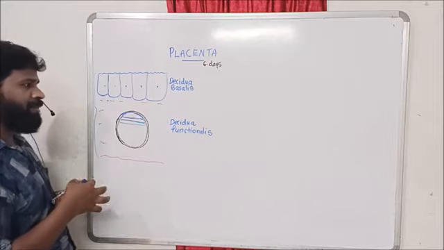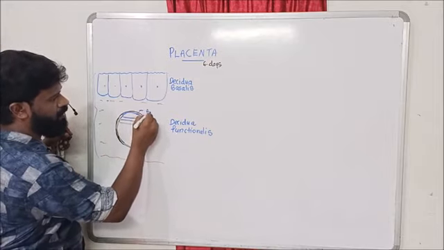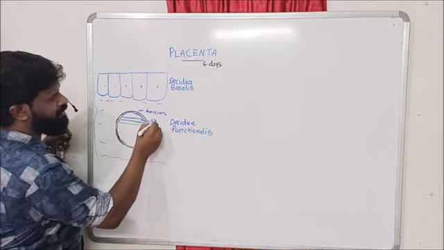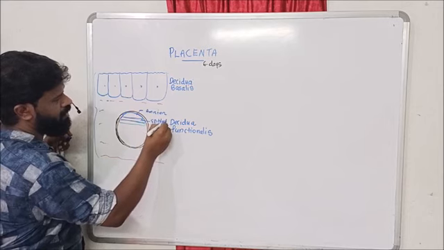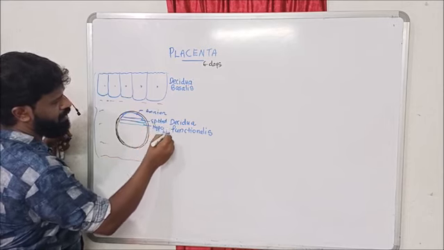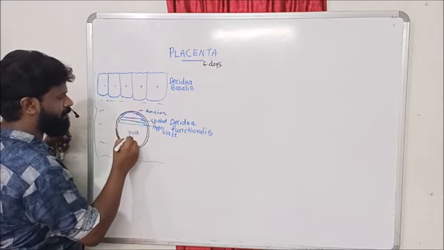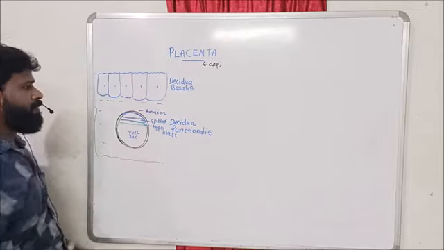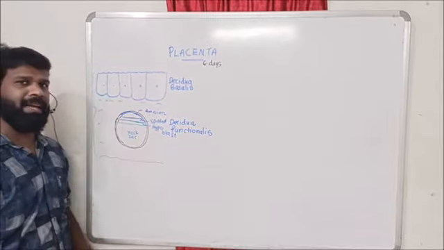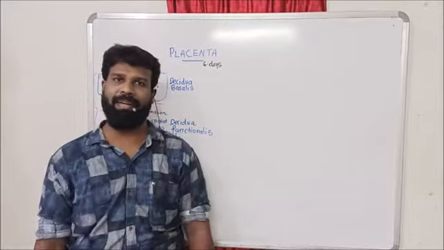So we already studied about this structure. This is amnion, epiblast, hypoblast, yolk sac. This bilaminar germ disc, this embryonic stage, is implanted in this endometrium.